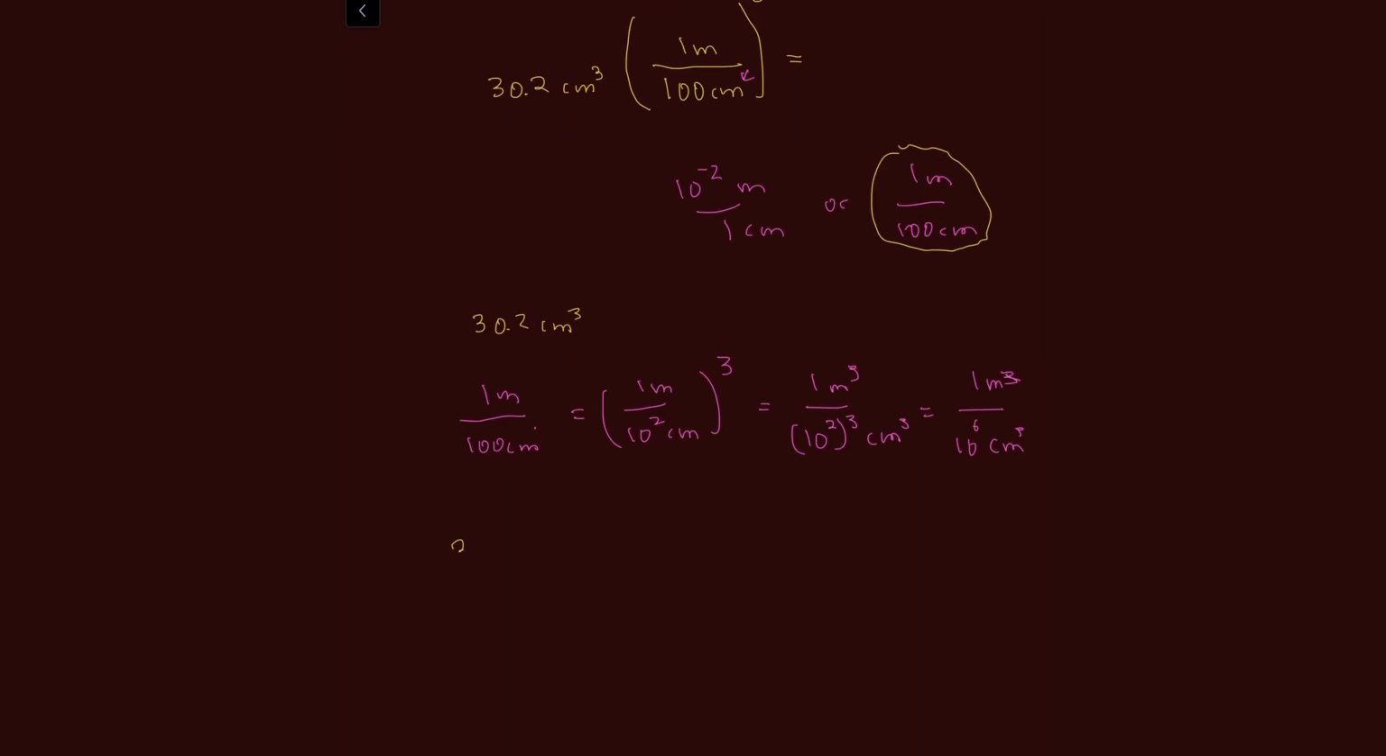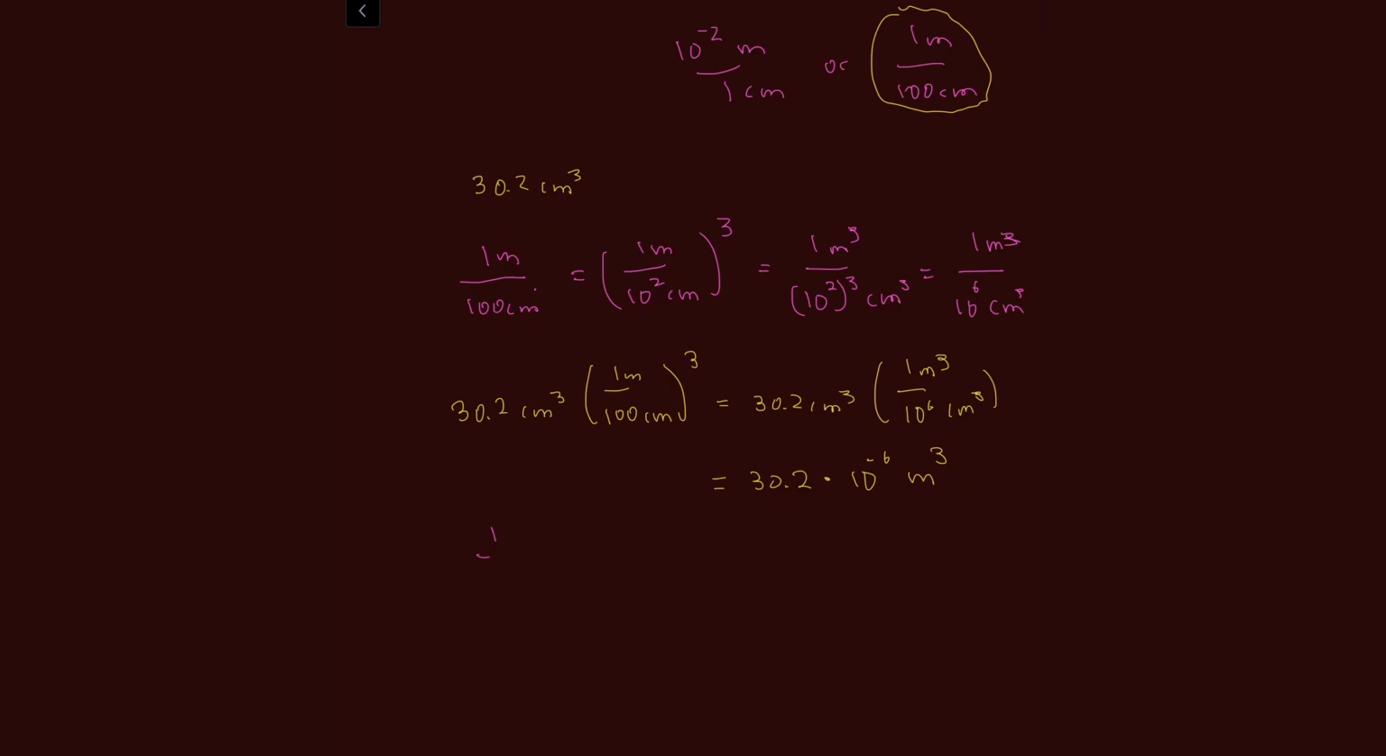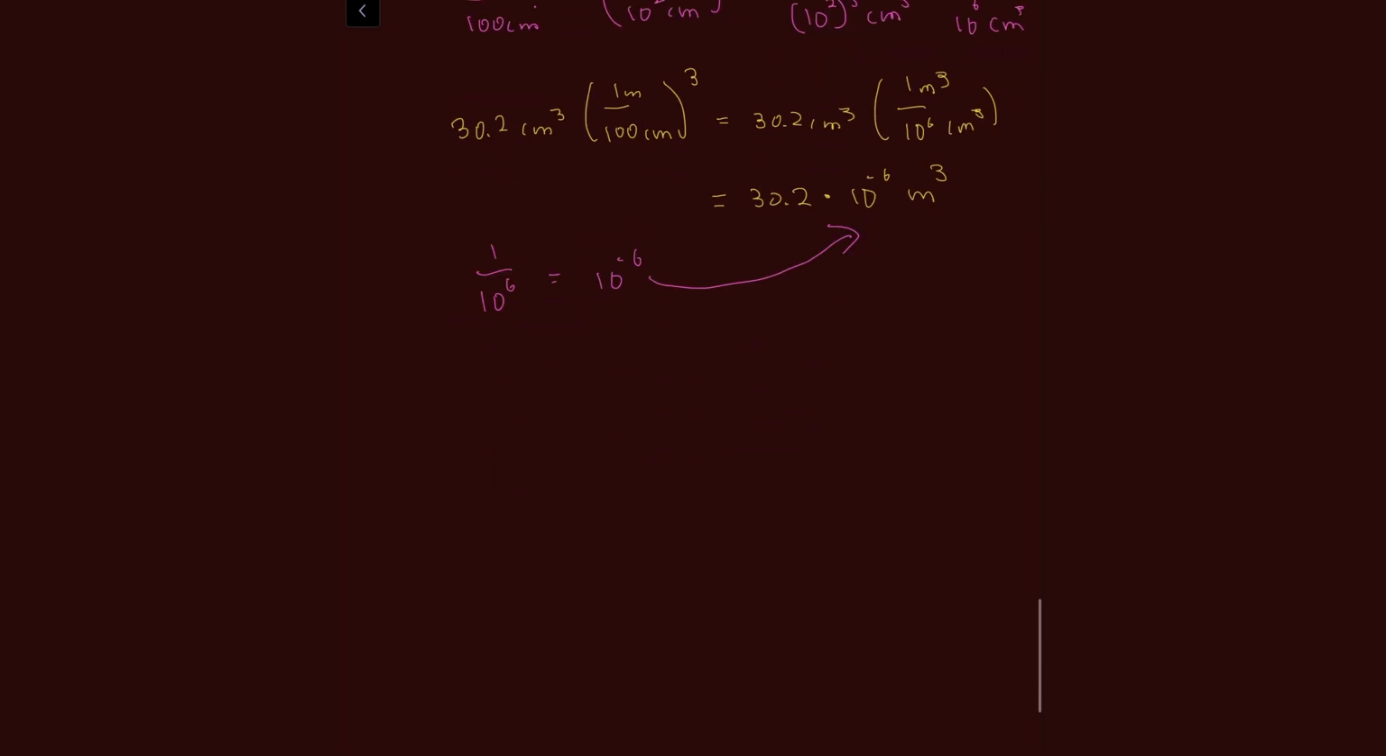So our number up here is the same as saying 30.2 centimeters cubed times 1 meter cubed divided by 10 to the 6 centimeters cubed, which is the same as saying 30.2 times 10 to the negative 6 meters cubed. Remember, 1 divided by 10 to the 6 is the same as saying 10 to the negative 6, and that's all that happened there.